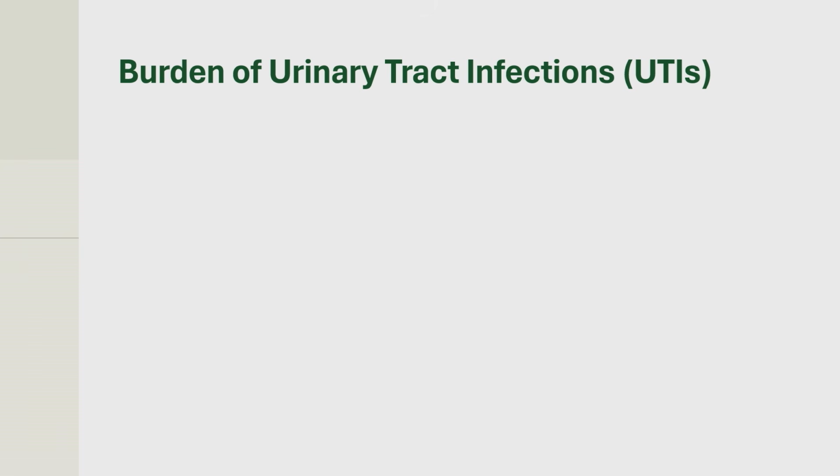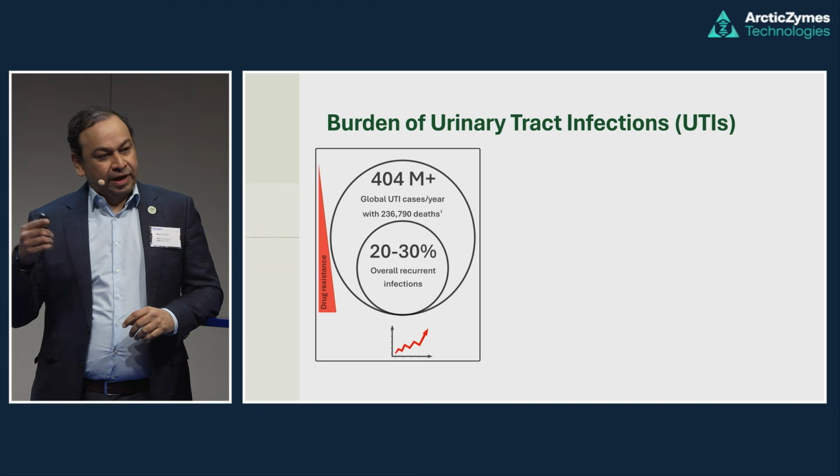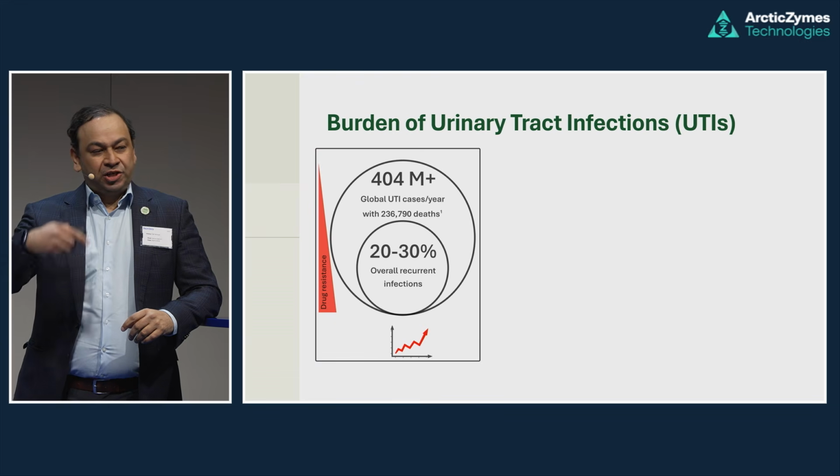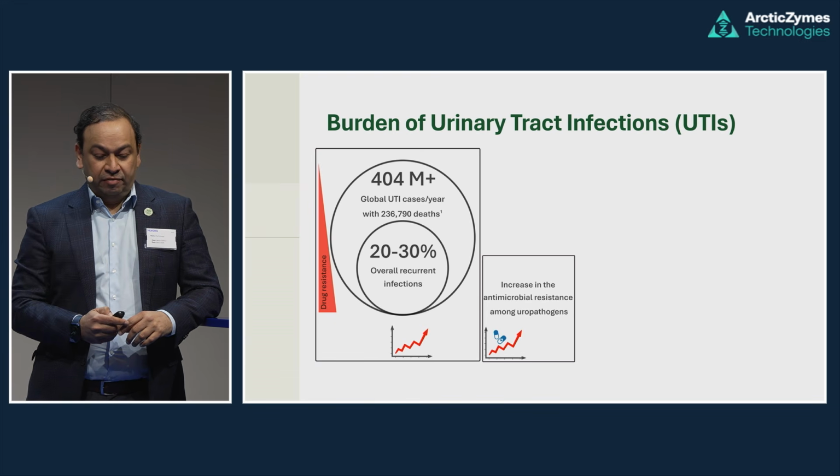It is on urinary tract infections. Urinary tract infections are one of the most common infections worldwide, affecting 400 million cases every year. Out of this, around 20 to 30% of cases are recurrent, meaning the patient has it several times. And it leads to around 240,000 deaths every year.